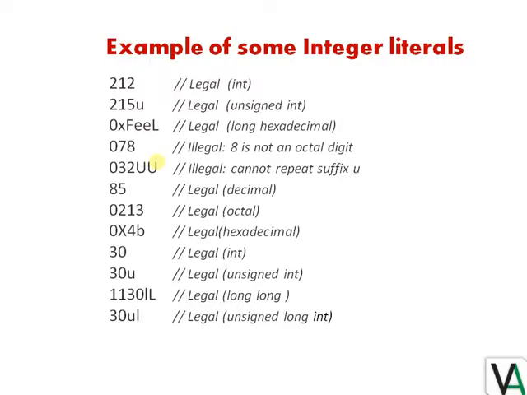078. Why is it illegal? Because the number starts with 0, so it is from the octal number system. But in the octal number system, we have only the digits from 0 to 7. 8 is not in the number system, so the number is illegal. 032UU: the suffix is written 2 times, so the number is illegal because the U cannot be repeated. Okay, all the remaining ones are legal, so just check them out.